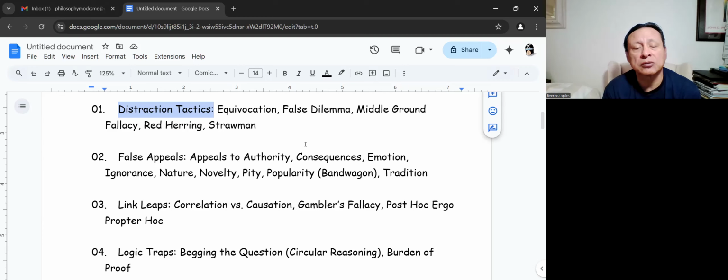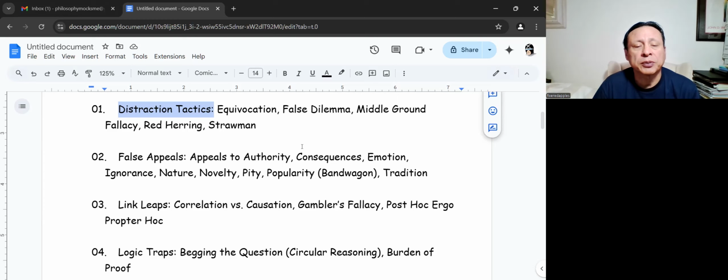Red herring is similar. Red herring is when you're thrown off the track. It's famously said that prisoners would rub red herring all over their bodies when they escaped prison, because the hounds would lose their scent that way. So that's the idea. But red herring and straw man are very similar.